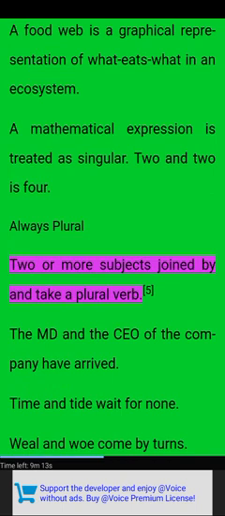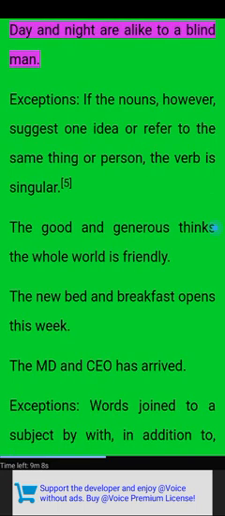Always plural. Two or more subjects joined by and take a plural verb. E.g. The MD and the CEO of the company have arrived. Time and tide wait for none. Weal and woe come by turns. Day and night are alike to a blind man. Exceptions. If the nouns, however, suggest one idea or refer to the same thing or person, the verb is singular.